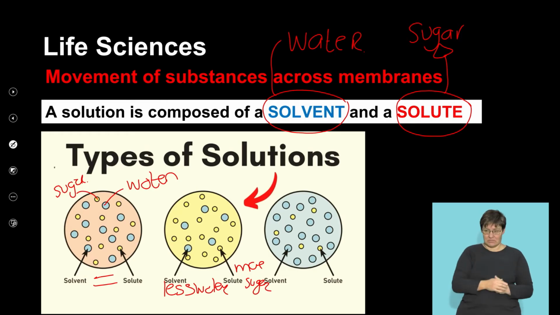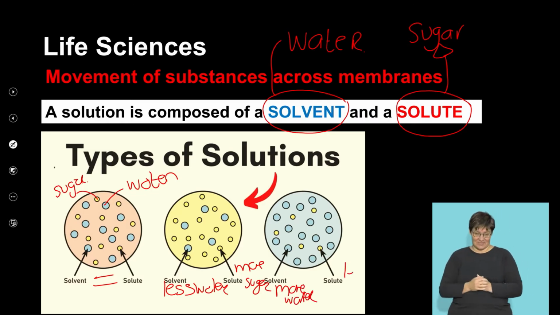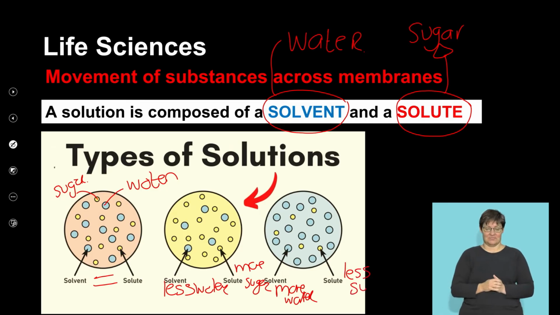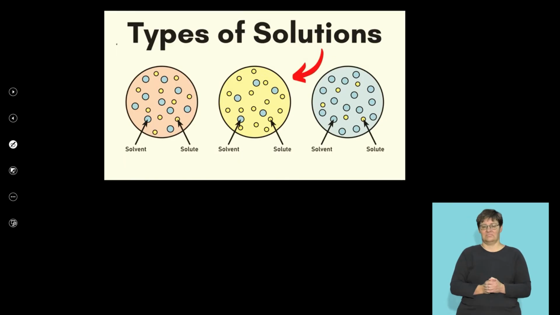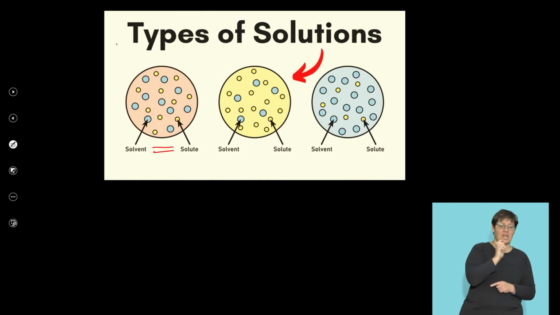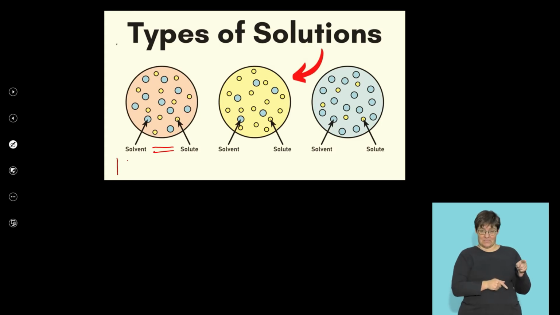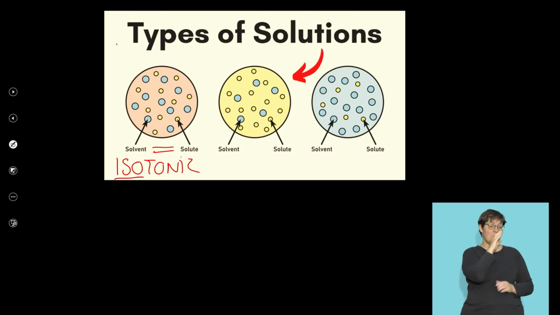This diagram over here, what do we notice? We've got more water and we've got less sugar. Now you're asking me, what on earth does this mean? Okay. Now the name of this solution where the water and the sugar is equal is isotonic. All right, iso meaning equal.